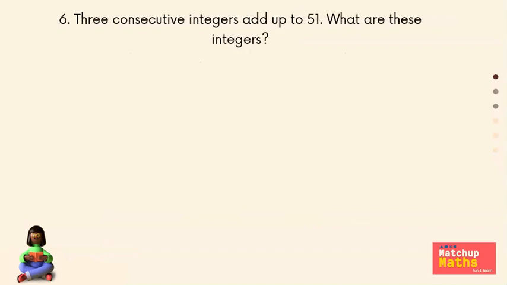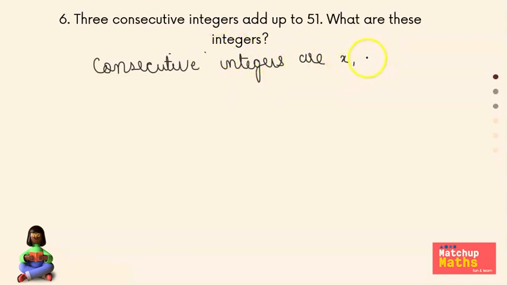The sixth question is 3 consecutive integers add up to 51. What are these integers? See, what are consecutive numbers? The numbers that occur continuously. Okay. So for example, 2, 3, 4. These are 3 consecutive integers. So let us suppose that these 3 consecutive integers are x, x plus 1 and x plus 2.